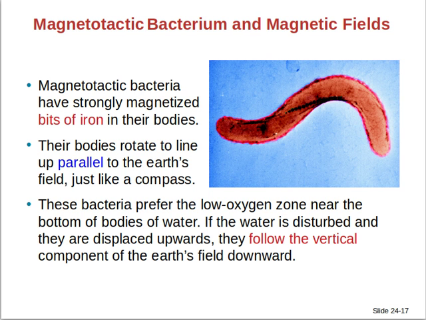In the northern and southern hemisphere, there is a significant dip angle. In the northern hemisphere, if they follow the direction of the field, they would go down deeper into the water because the field line dips down into the Earth in the northern hemisphere. And so they can swim to deeper water by simply following the magnetic field lines, which is exactly what they do because they prefer the low oxygen region toward the bottom of the body of water. If the water is disturbed or they're displaced upwards, all they have to do is, again, follow that field line downward because they have that inbuilt compass which shows them the direction of the field.